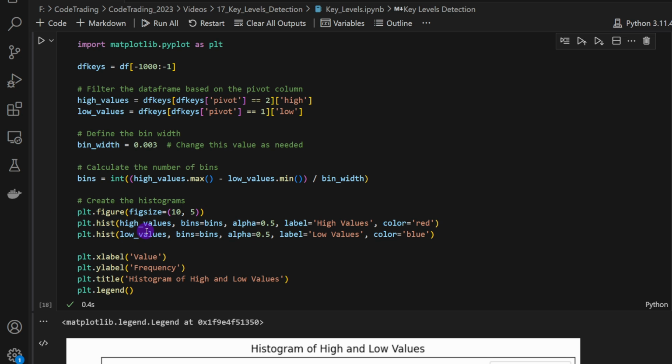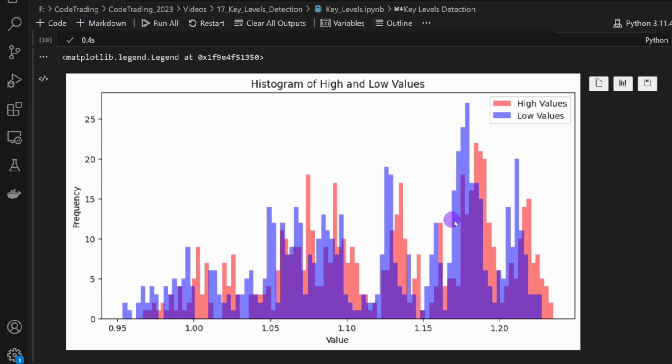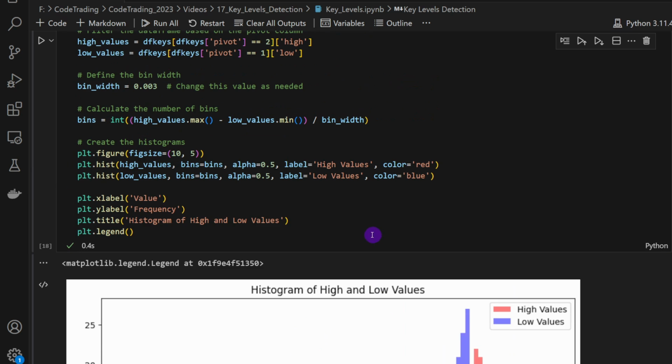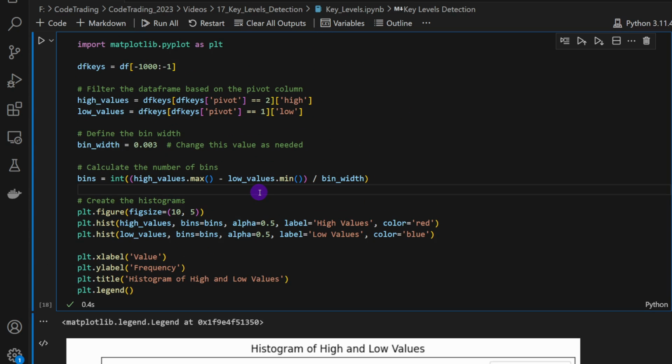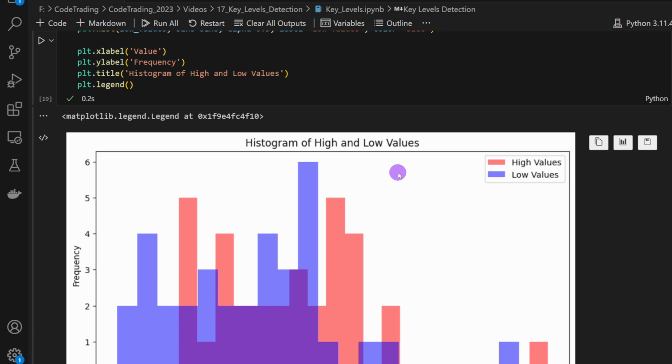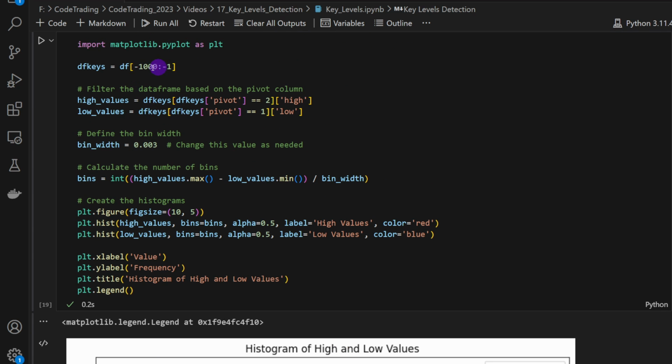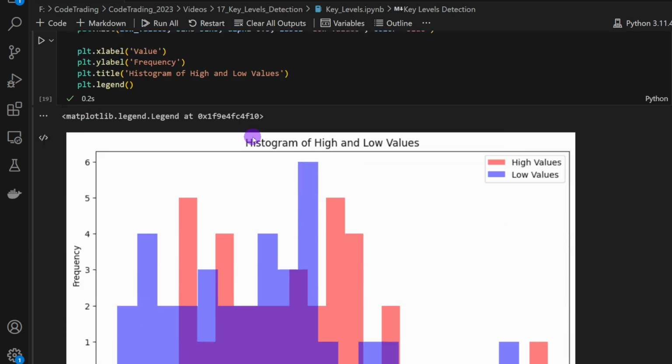So we have 2 histograms, one for the high values, one for the low values, and both of them require the number of bins and the alpha transparency, so 0.5, just in case we have an overlap of these 2 histograms. We can still see these visually, one on top of the other. Then we have the labels, high values and low values, and I'm coloring these in red and blue. So we can plot these histograms. Let me see. If we plot these, this is the example we've just defined with this slice of 1000 hours or 1000 candles, because we're using the hourly time frame.